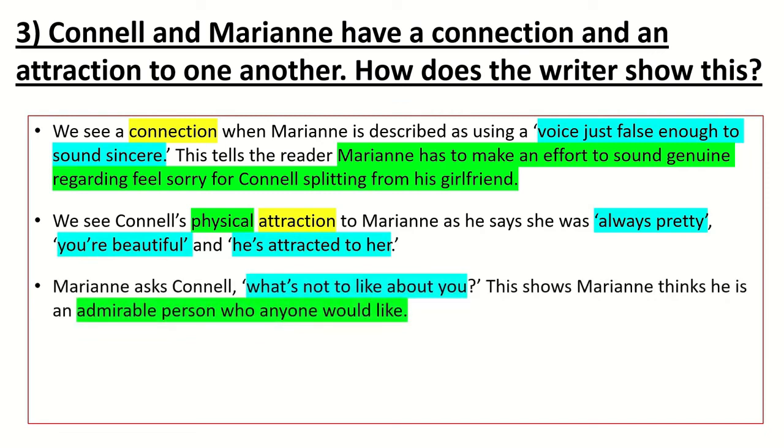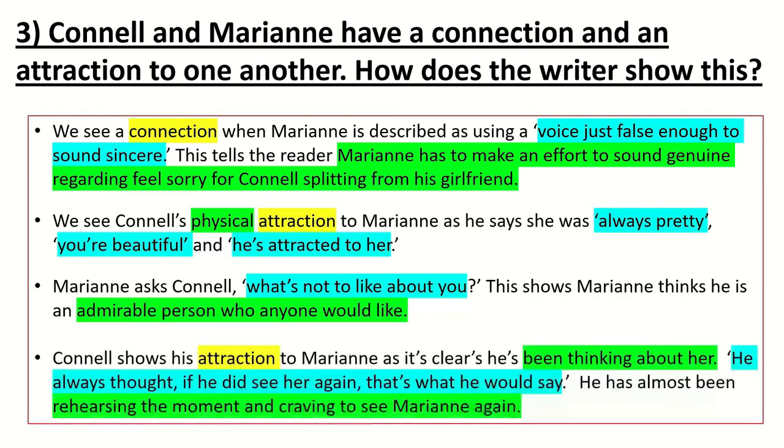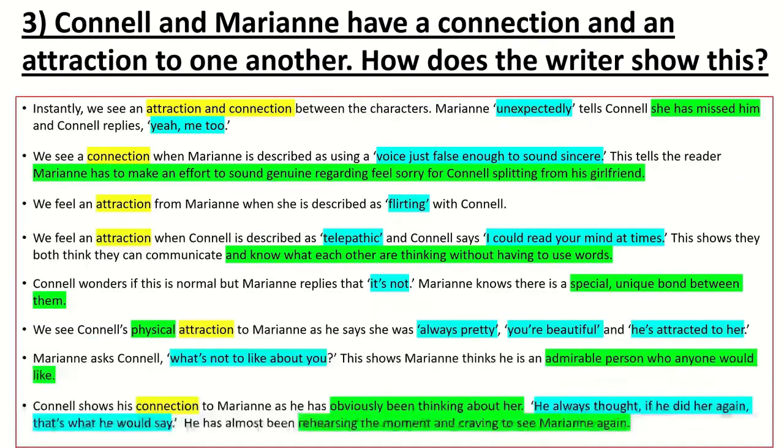Marianne asks Connell, "What's not to like about you?" This shows Marianne thinks he's an admirable person who anyone would like. And the last one I've put, Connell shows he's attracted to Marianne as it's clear he's been thinking about her. The quote is, "he always thought if he did see her again, that's what he would say." So he's almost been rehearsing the moment of seeing Marianne again and what would happen.